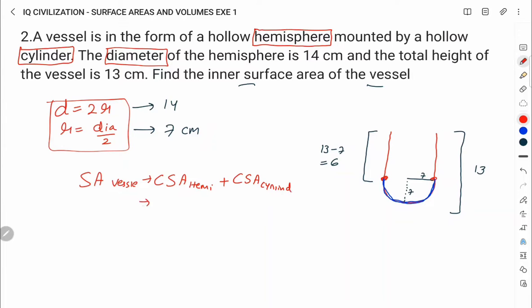What is the CSA of a hemisphere formula? 2 pi r square, plus CSA of a cylinder, 2 pi r h. Okay, so here 2 into pi into r.